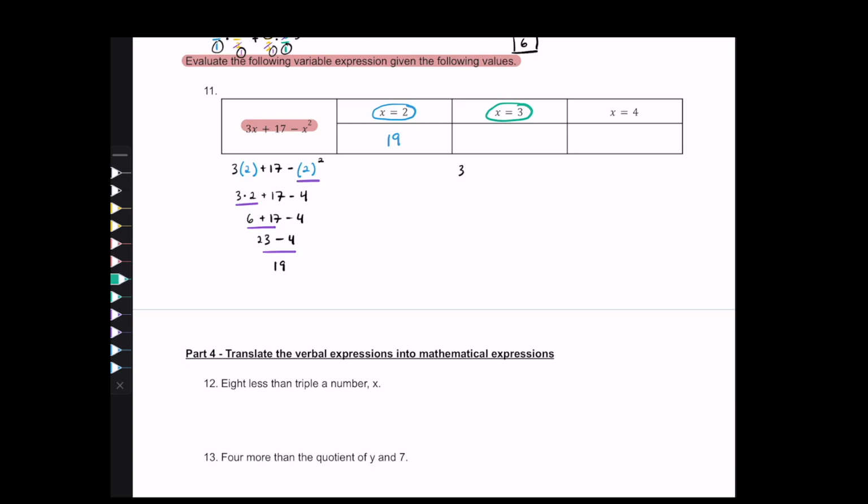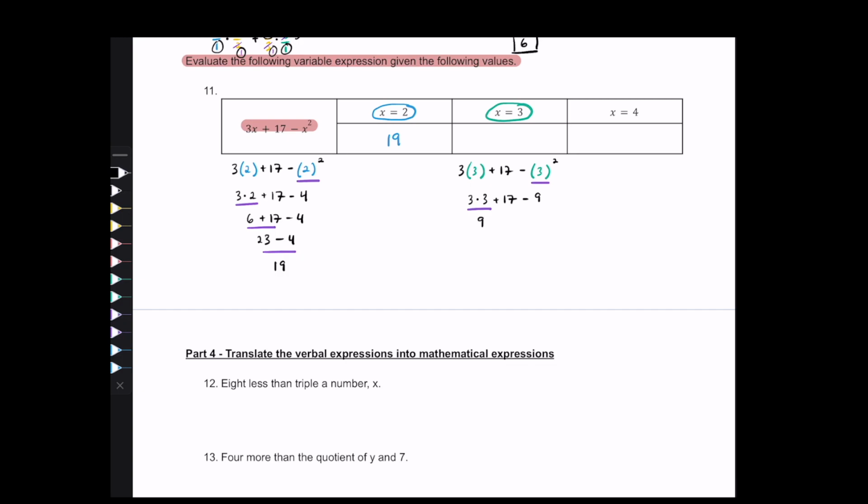So we have 3 times, and we're changing x to 3 now, and then plus 17, and then minus, we're changing x to 3 again here, so it's going to be 3 squared. So just like earlier, we just have a 3 instead of a 2. Exponent goes first again, so 3 squared is going to be 9, so we're going to have 3 times 3. We can swap that out for a dot because it's the same thing, and then minus 9, because 3 times 3 is 9. Then multiplication comes next.